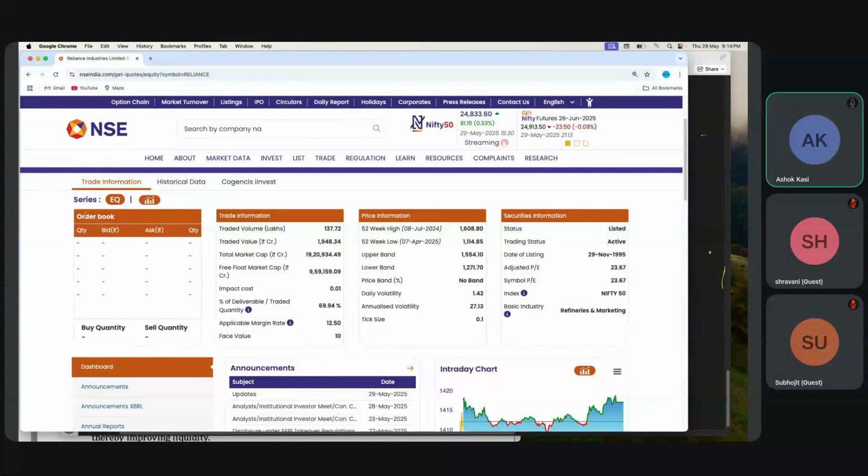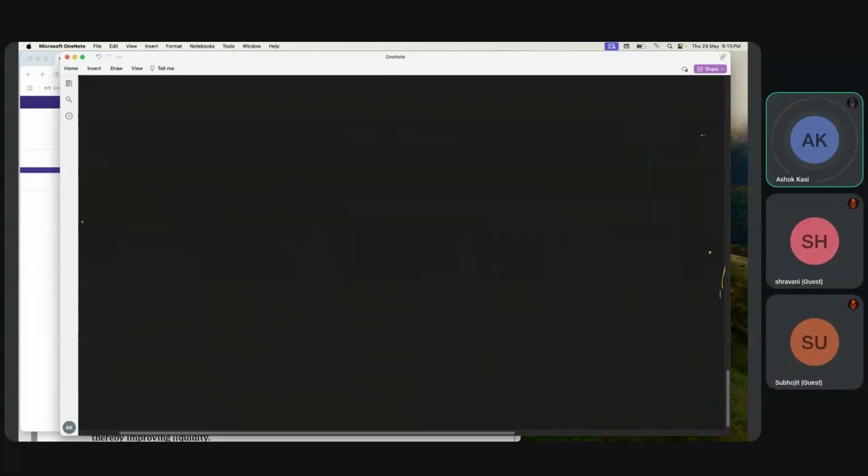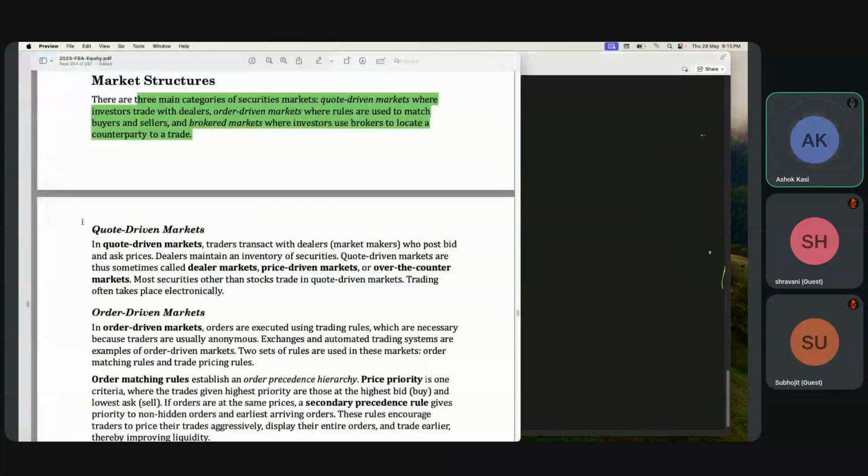This is called order driven market because everybody is placing order. Buyer is also placing his order and seller is also placing his order. That's why it is called order driven market. So what is the example of order driven market? Stock exchange. Stock exchange is the example of order driven market. Okay, order driven market, this one.